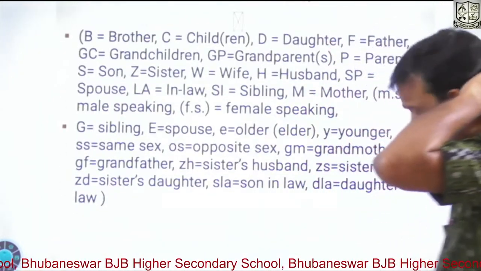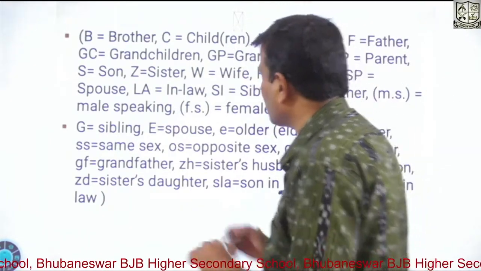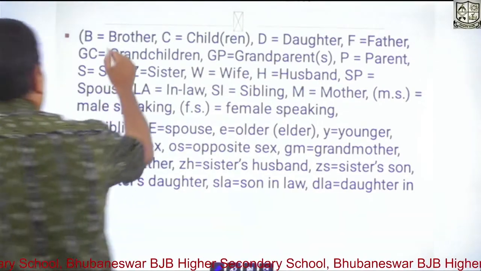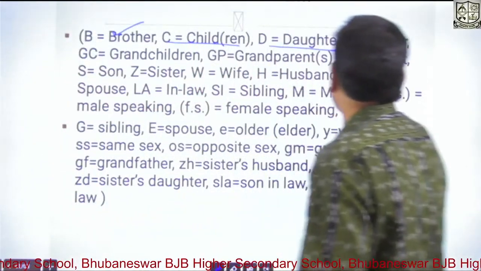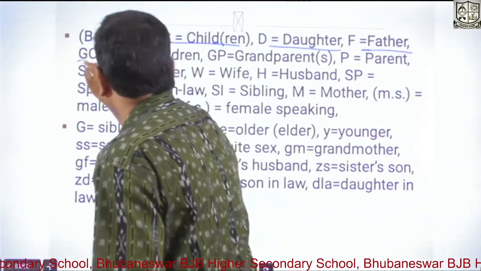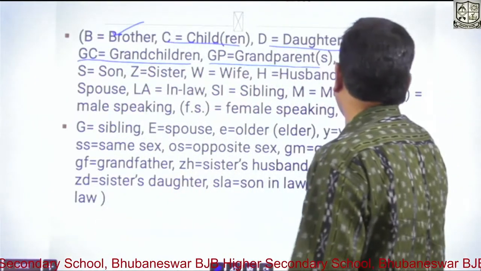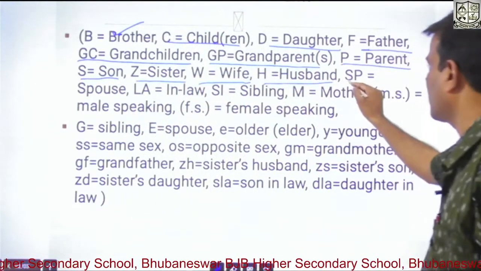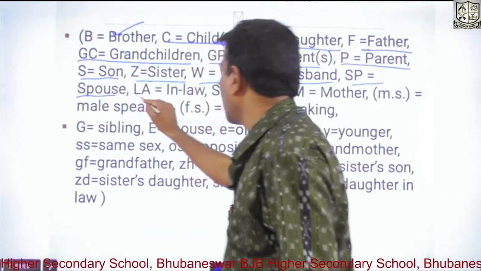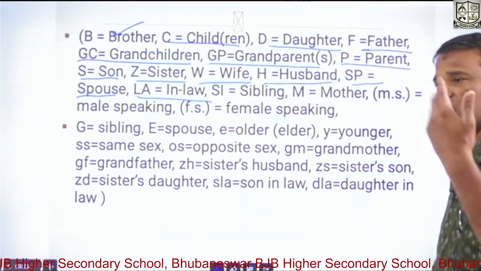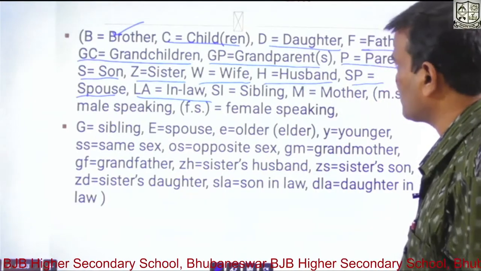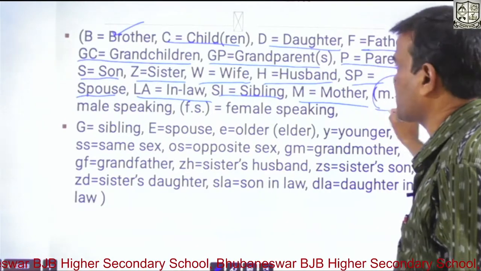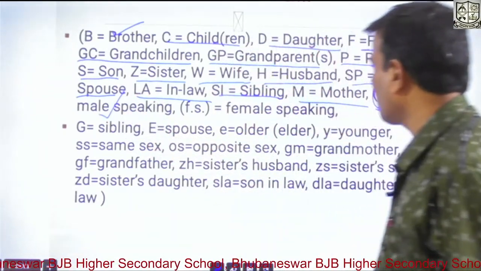In anthropology, we use the English letter B for brother, C for children, D for daughter, F for father, GC for grandchildren, GP for grandparent, P for parent, S for son, Z for sister, W for wife, H for husband, SP for spouse, LA for in-law, which may be father-in-law, mother-in-law or daughter-in-law, SI for sibling, M for mother, MS for male speaking, and FS for female speaking.